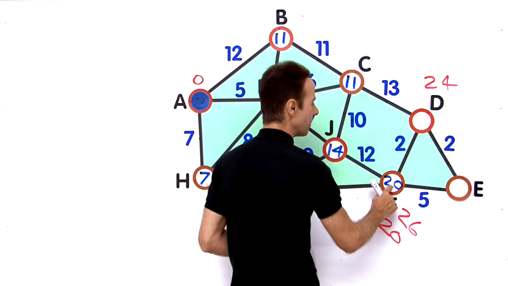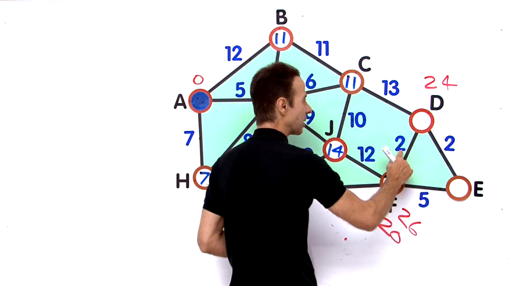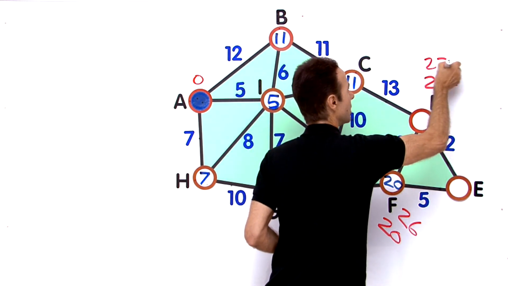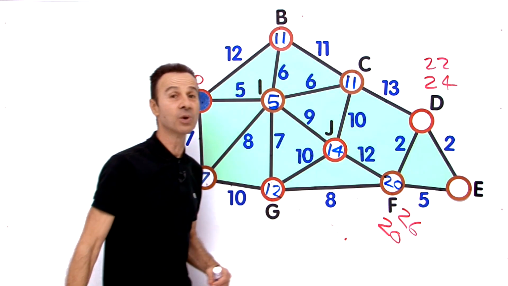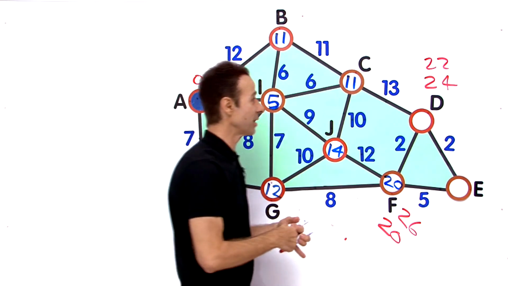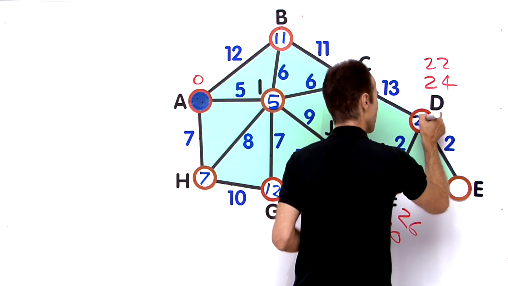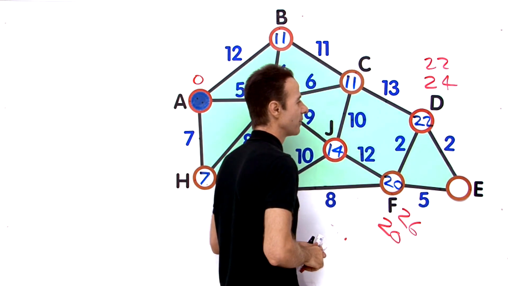We've got 20 here. Let's go up to D. 20 plus 2 is 22. Now, 22 is less than 24, so let's do 22. Let's put that in here. 22. Okay, we have 22.